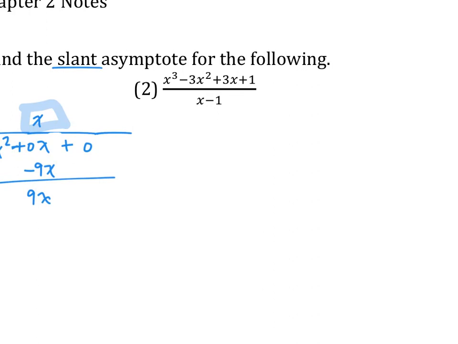Okay, so let's have you practice this next one. What is the slant asymptote? Remember to use long division and look for the quotient. In this question, it would be faster if you just use synthetic division, because notice how you're dividing by a first degree factor. So yes, you can use synthetic division.